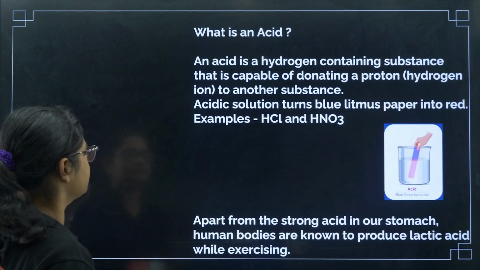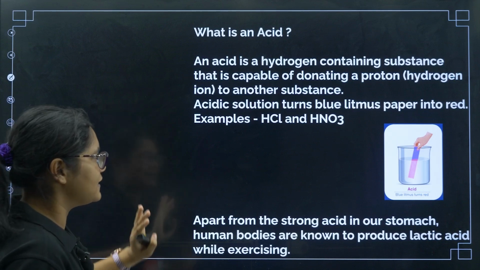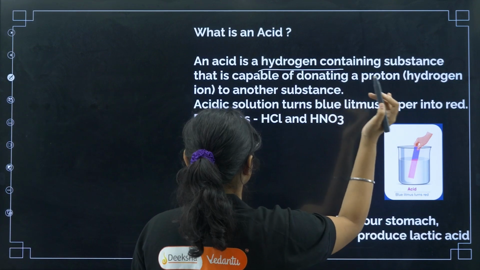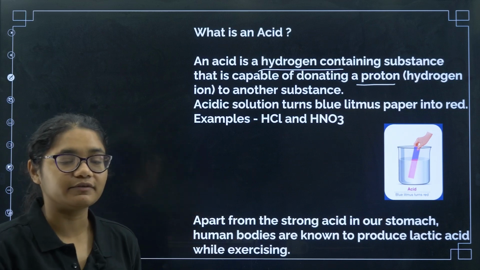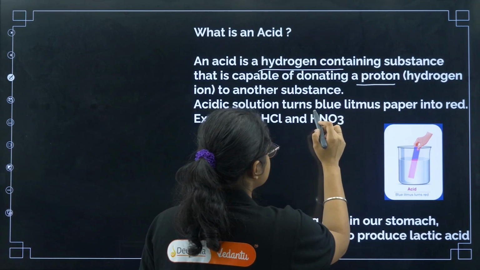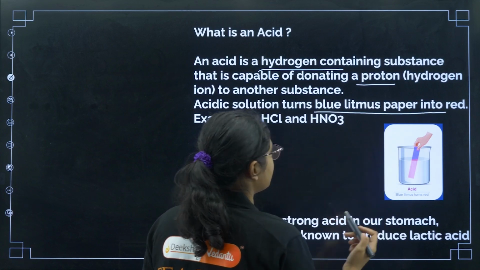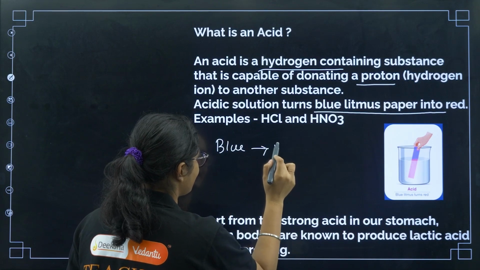First, we'll start from the very basics, that is what is an acid. An acid is a hydrogen containing substance that is capable of donating a proton. So acid is something which can give you H+. Next, acidic solution turns blue litmus paper into red. So blue converts to red by acids.